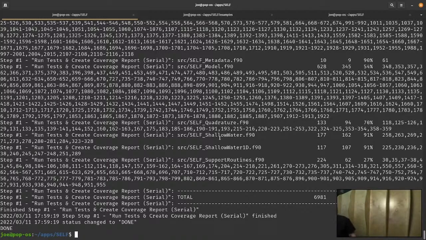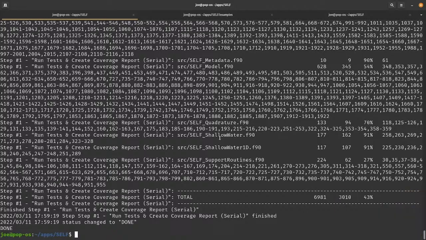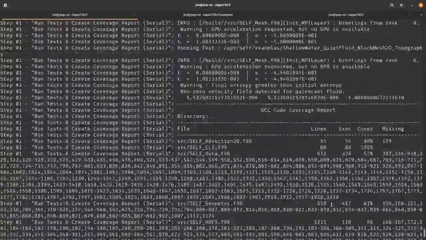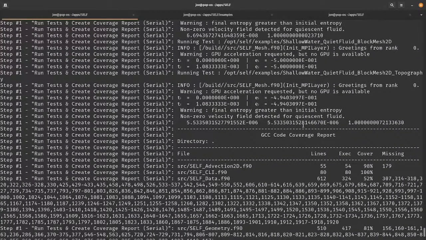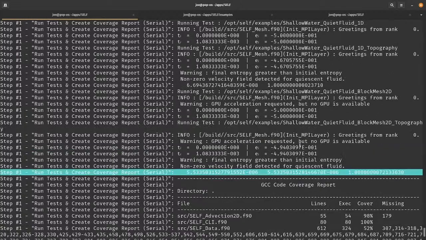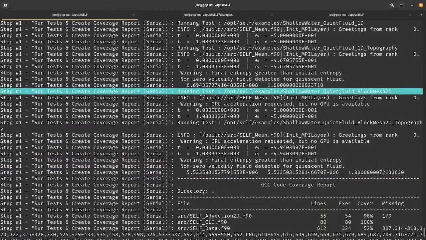Let me close my camera off here just so we can see this coverage report. So it looks like it was at 39% before. I like seeing that. We're going up. This is good. Let's take a look at that shallow water 1D. So this is our 2D quiet fluid where we're breaking things. That's okay. Quiet fluid, block mesh 2D, that's okay.